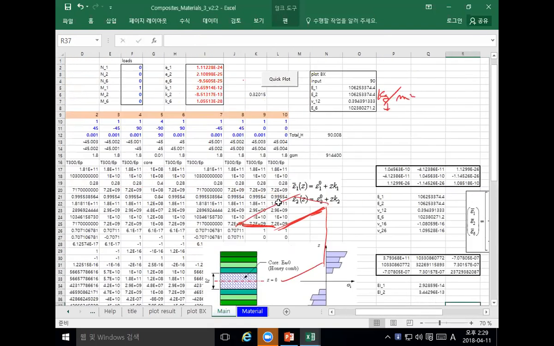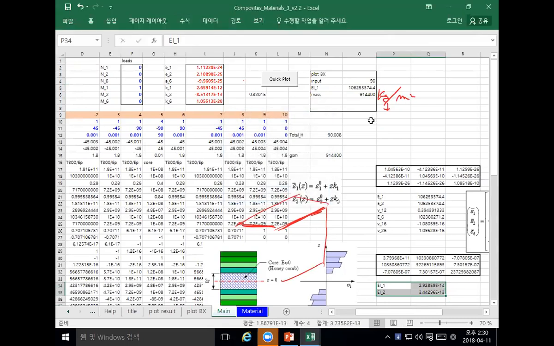What we would like to do here is trace the bending stiffness EI1 terms, and also compare the mass. Mass is this one, not this one. This will be this. Let's give a name for that. And EI will be this one.